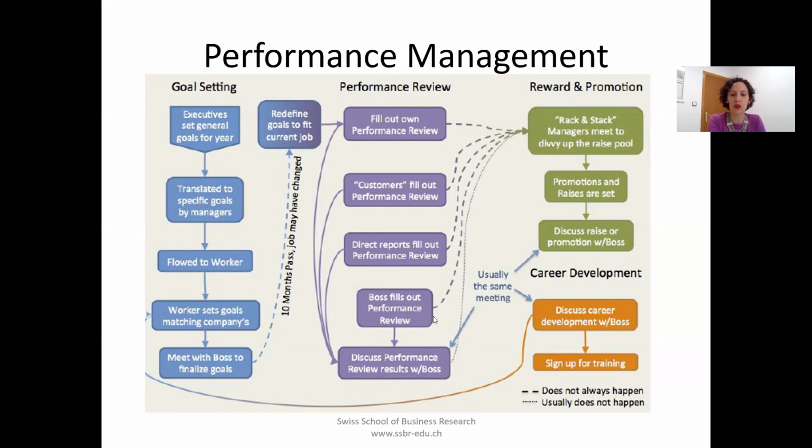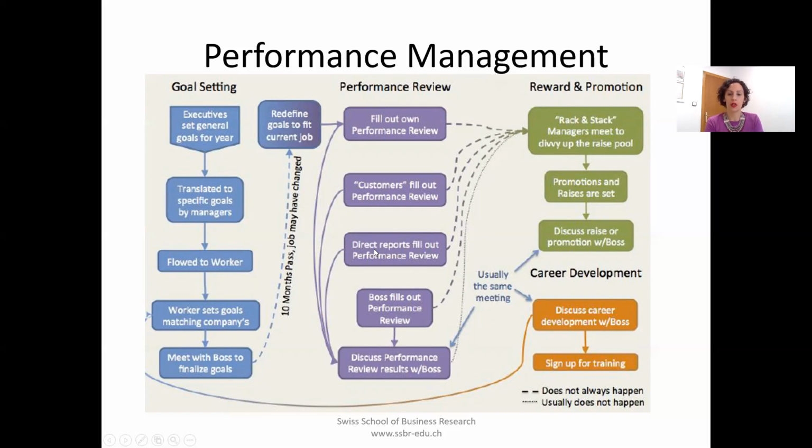Then we move on to the performance review. And here we can see different types of performance reviews. We can see performance reviews that are based on the boss. So the boss fills out the performance review and discusses it with the employee. The employee is also asked to fill out a performance review and discusses it with the manager as well.